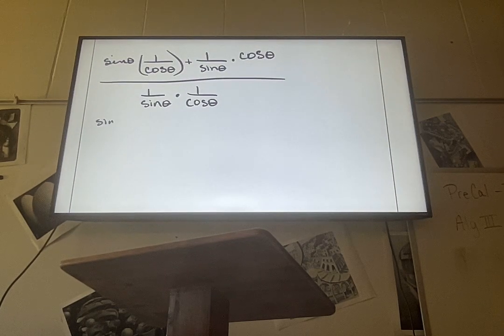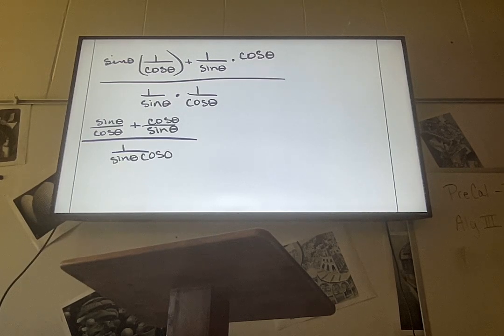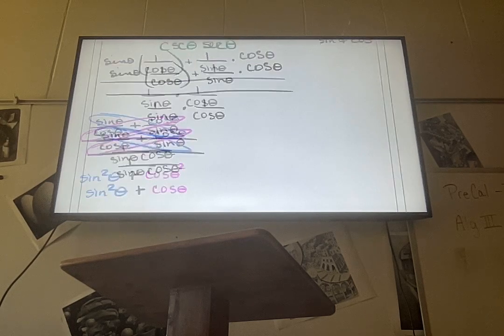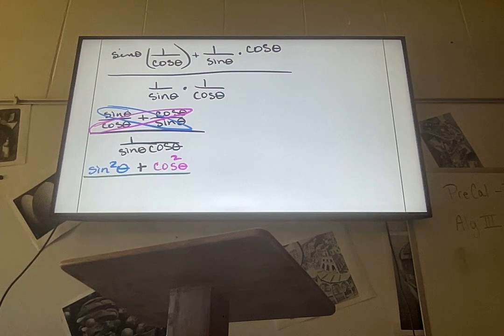So on top now we have sine theta over cosine plus cosine over sine. And on bottom you have 1 over sine times cosine. All right. So now we bow tie again. So that's sine squared theta plus cosine squared theta. Oh, ain't that funny? Over cosine times sine.